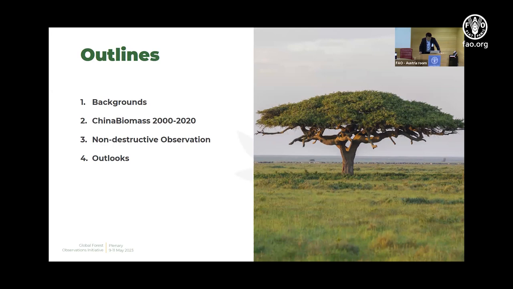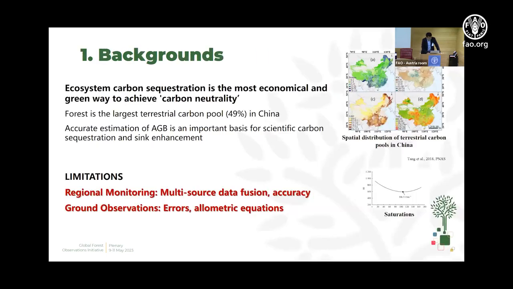Today's talk can be divided into two parts. So the first one is the China biomass 2000 to 2020, and the second one is new trying. We call that non-destructive observations. And first, I want to give a very short background. As the public knows, carbon sequestration is very important, and the forest is the largest terrestrial carbon pool in China. And as a result, accurate estimation of biomass is a very important basis for scientific carbon sequestration and sink enhancement.